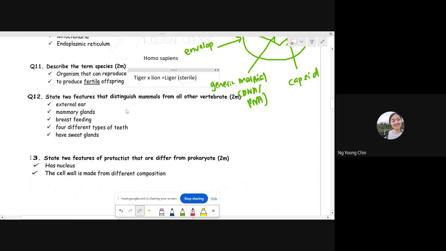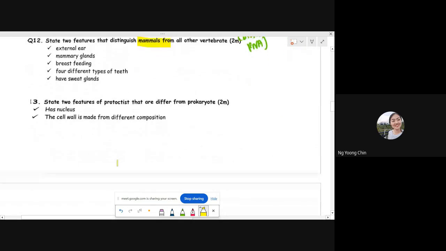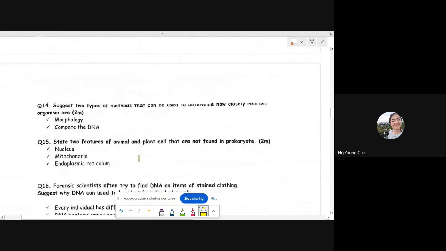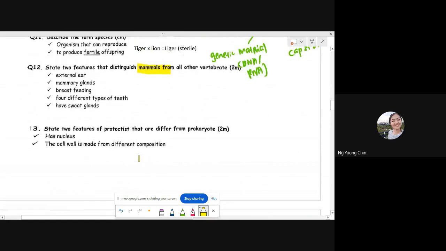Same species, yeah. And then, state two features that distinguish mammals from other vertebrates. So mammals have mammary glands, they are able to give birth and breastfeed. Yeah, they have sweat glands. So those are mammals. We are classified under mammals, okay? Oh, and then any other question?